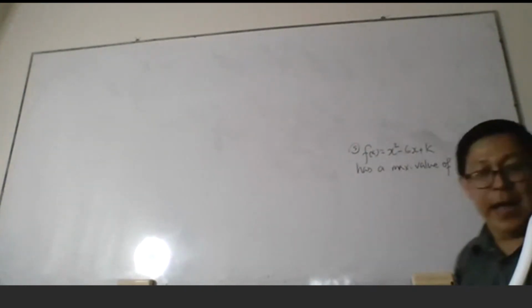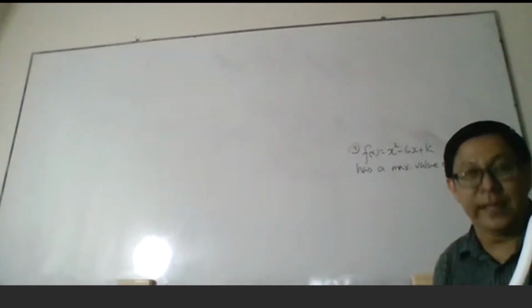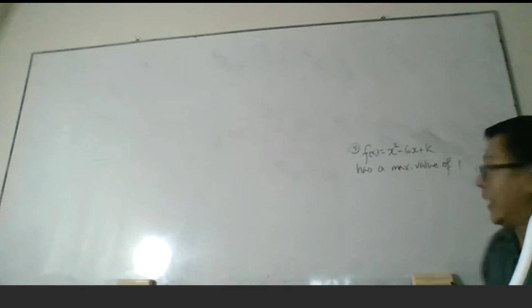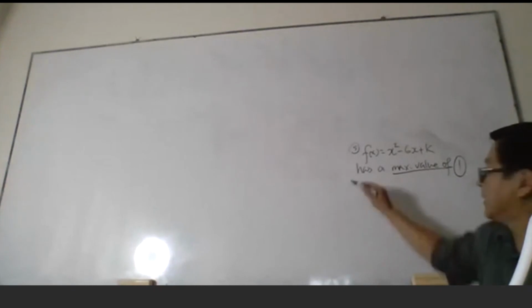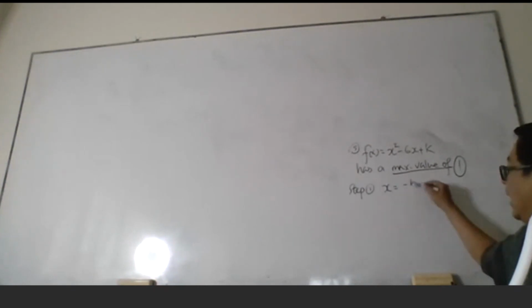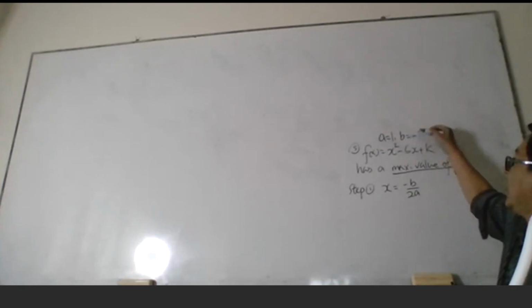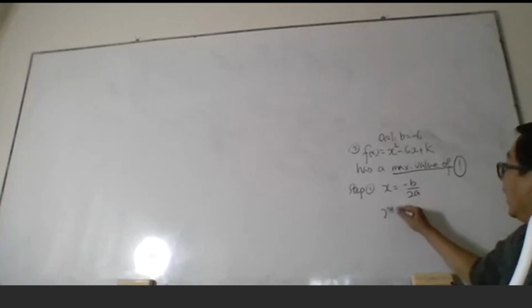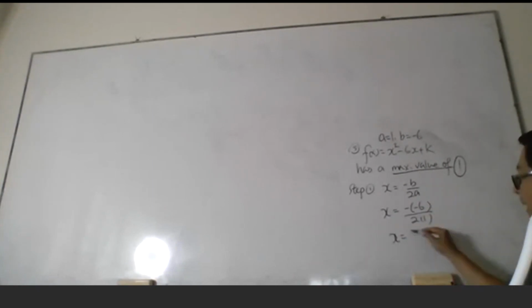Okay, students, how am I going to find this? Today I'm not involving completing the square. I just want to tell you that the maximum value is your f(x), and the maximum value is 1. My step is like this. Step 1: x equals negative b over 2a. Your a is 1, your b is negative 6. So x equals negative 6 over 2 times 1, and x will be 3.